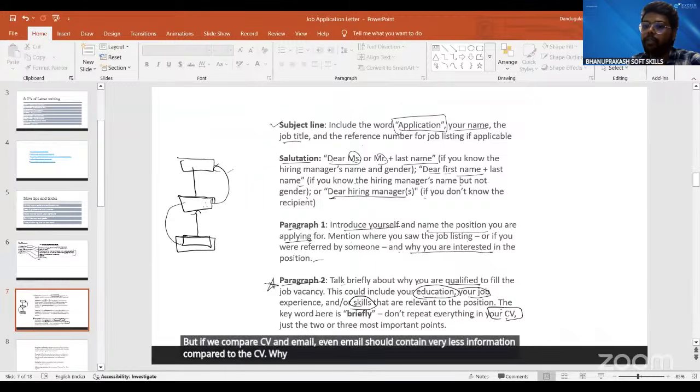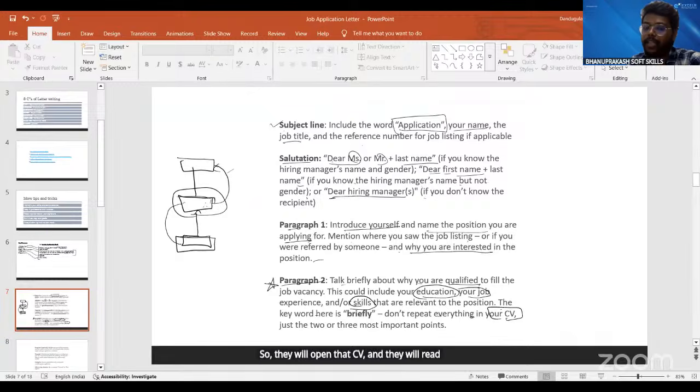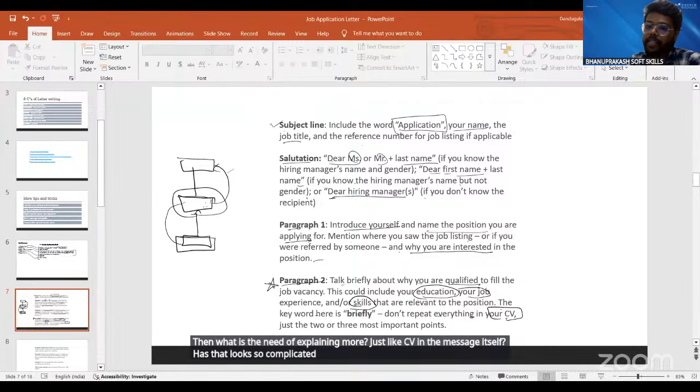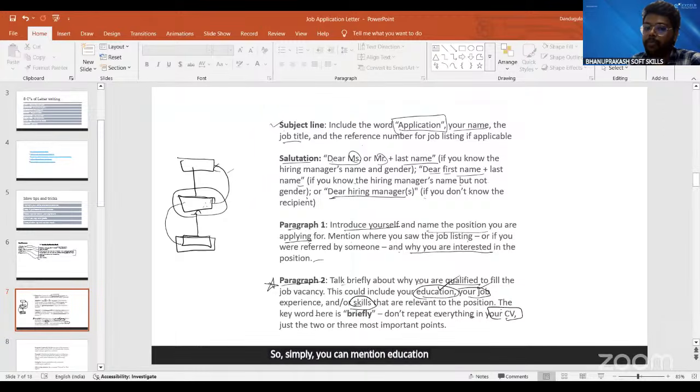Why? We are attaching the CV to our email, right? So they will open that CV and they will read it. Then what is the need of explaining more, just like the CV, in the message itself, as that looks so complicated and they would not be interested in reading. So simply you can mention education, job experience, skills. Those are more than enough. And once they open your CV, they will find every piece of information about you. And just two or three of the most important points are more than enough here.